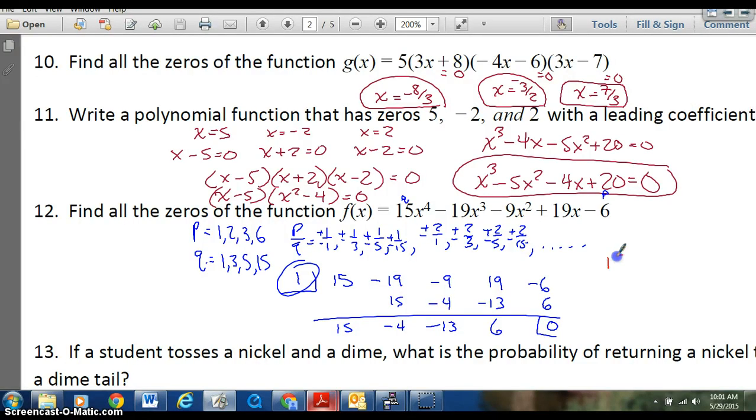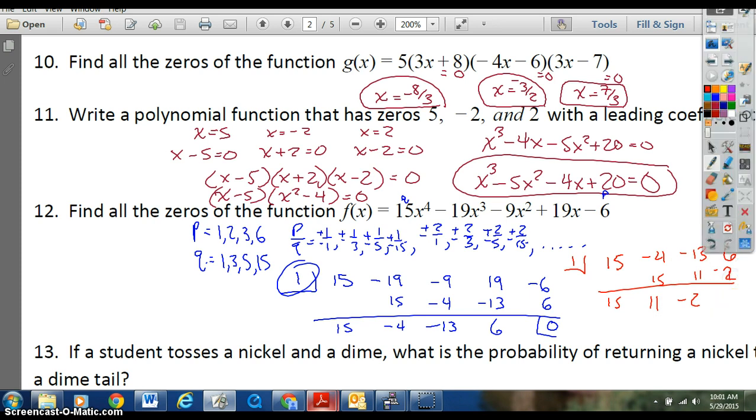So now I have 15, negative 4, negative 13, and 6. Okay, I'll try 1 again. Highly unlikely that this is going to work, and it's not. Okay, so that's going to leave you with 4. So let me jump back, rewind this. Let's try a different number.